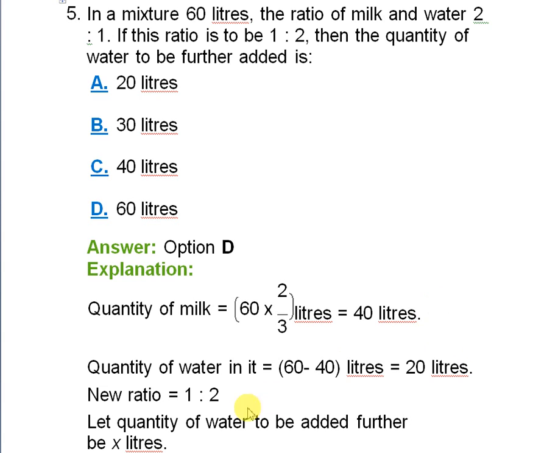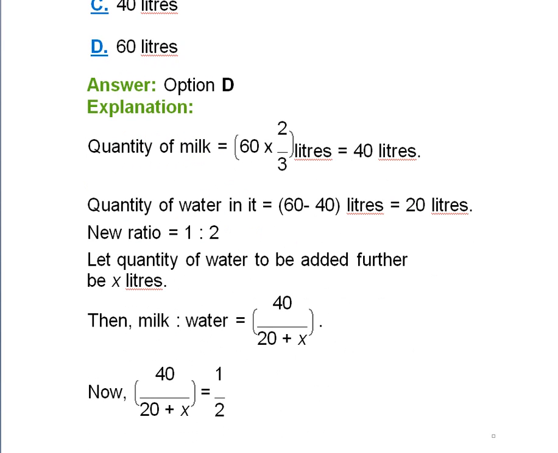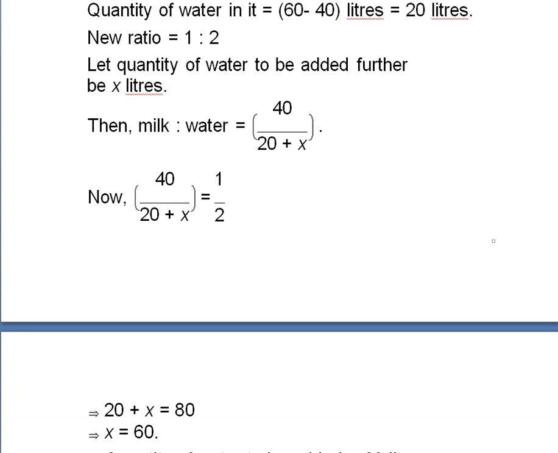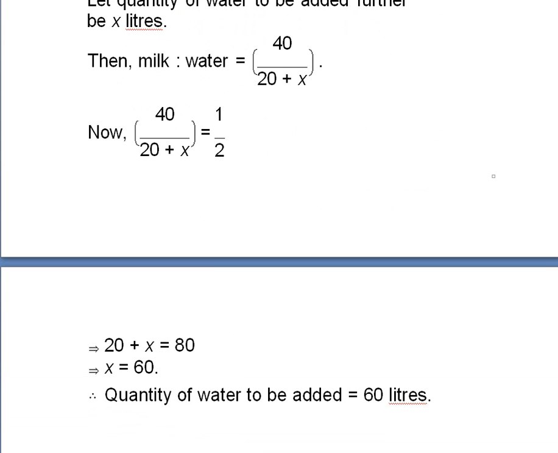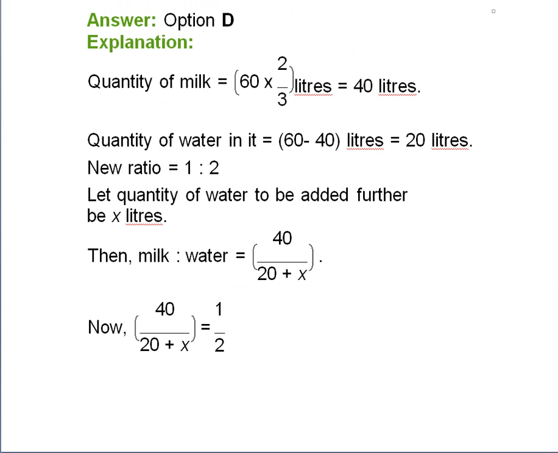Now let the quantity of water to be added be x liters, so milk ratio water would be 40 divided by 20 plus x. So now 40 divided by 20 plus x equals 1:2, because the new ratio is given in the question as 1:2. Once you solve it further, you get x equals 60. That is your answer. So the quantity of water to be added is 60 liters, so that the ratio is 1:2 in place of 2:1. And by this, the topic of ratio and proportion comes to an end.